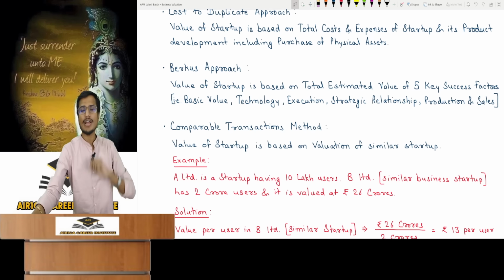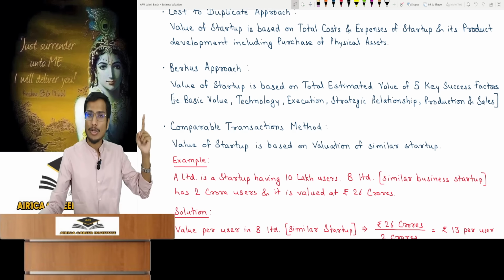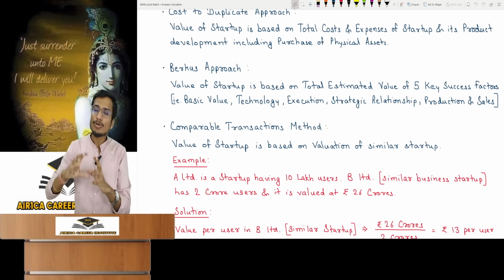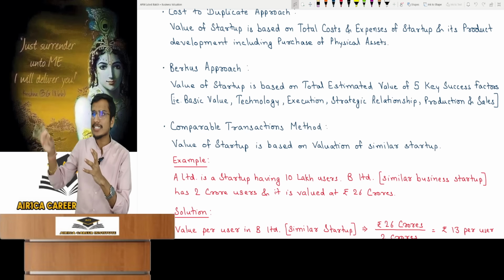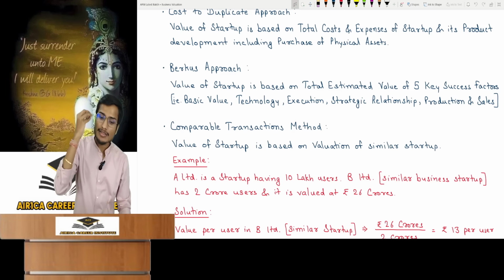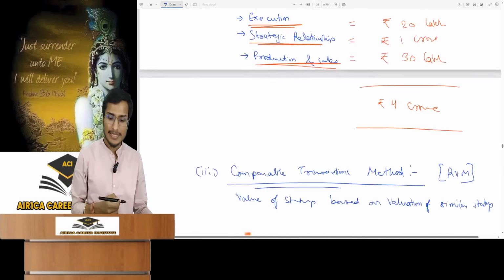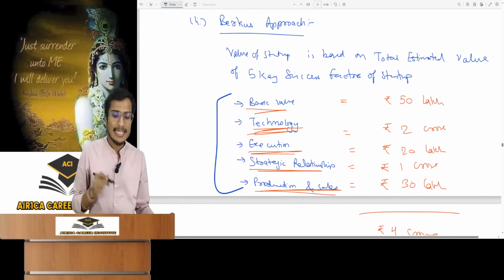What are the 5 key factors in this method? Technology, execution, strategic relationships, and production and sales. So according to this method, you estimate the startup's value based on these 5 factors and the total is the estimated value. In exams, it's easy and useless, yet practically dangerous. What will happen in this method? These are 5 key factors of startup.